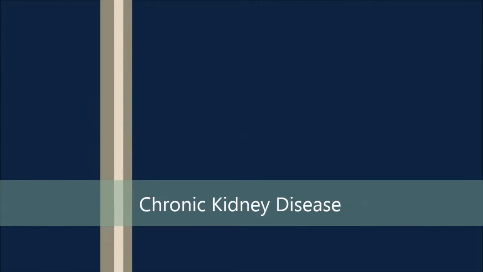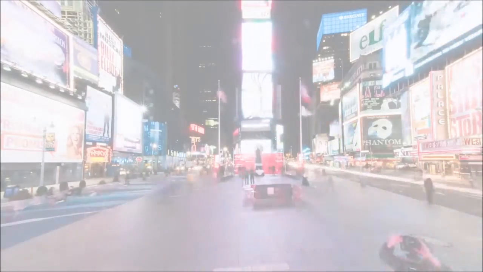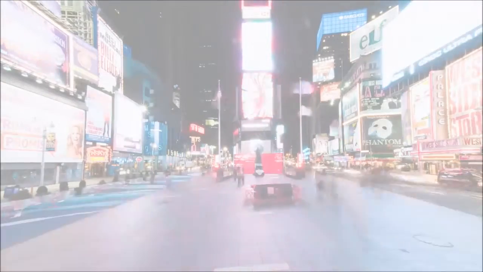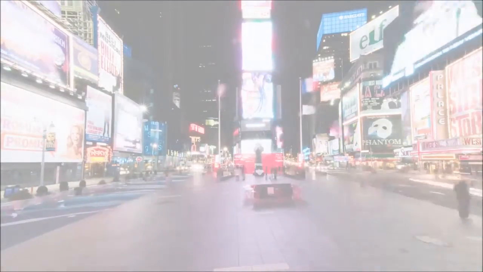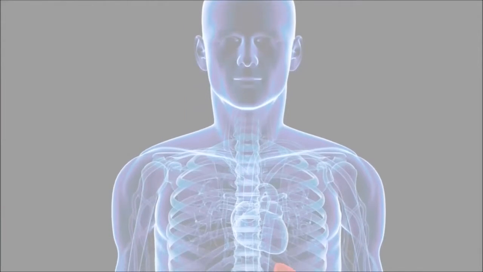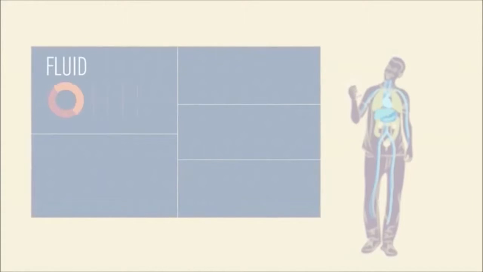Chronic kidney disease is the gradual and irreversible loss of kidney function. It happens when there's a change in structure or function of the kidneys. 1 in 3 American adults is currently at risk for developing kidney disease. However, to understand chronic kidney disease, it's important to understand exactly what the kidneys do in our body.